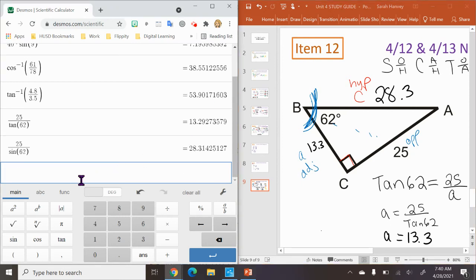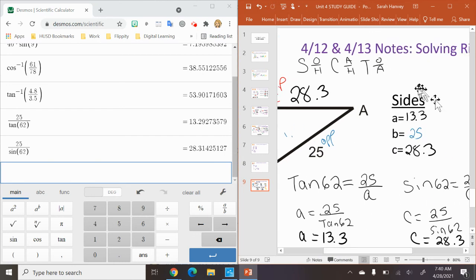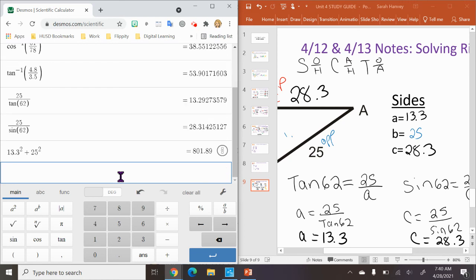So Pythagorean theorem is a squared plus b squared equals c squared. So I know my a squared is going to be 13.3 squared plus our b squared, we said is 25 squared. We got 800 and something. So now to figure out the c squared, we have to take the square root of that. 801.89, and we get 28.3, which we already solved.